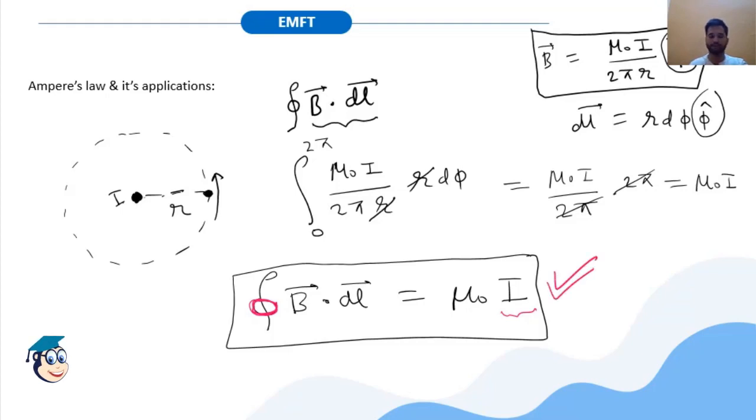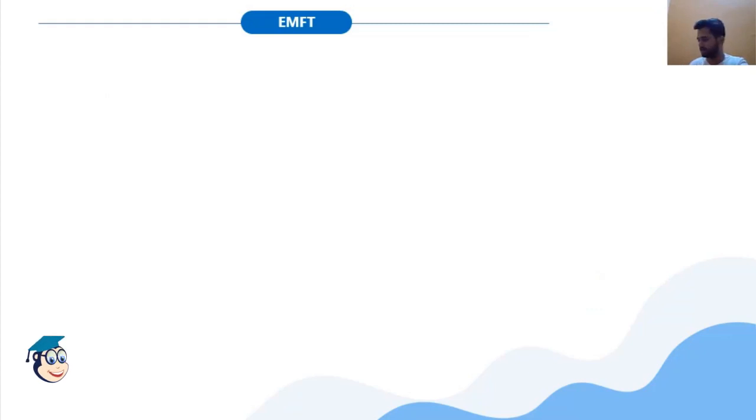We do have the differential form of Ampere's law. As you remember, we have seen the integral and differential forms of Gauss's law in electrostatics. In a similar fashion, we have integral and differential forms of Ampere's law as well in magnetostatics. I will demonstrate that part in the next slide.